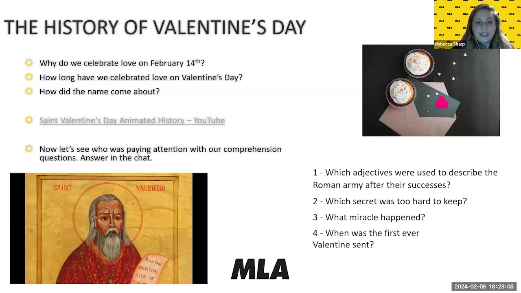All right, so we've got the adjectives were soft and lazy. The secret was marriage. The miracle was that the jailer's daughter could see. She wasn't blind anymore. And the first ever Valentine was sent on the 14th of February 270. Very well done with that, Jordan. Very good.